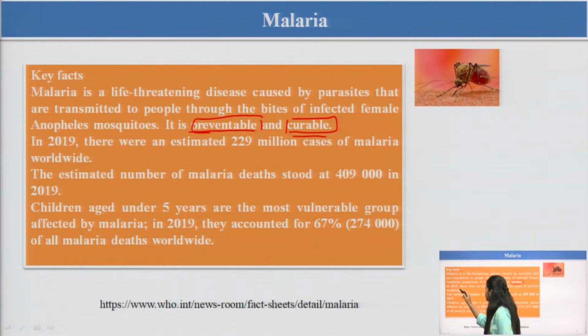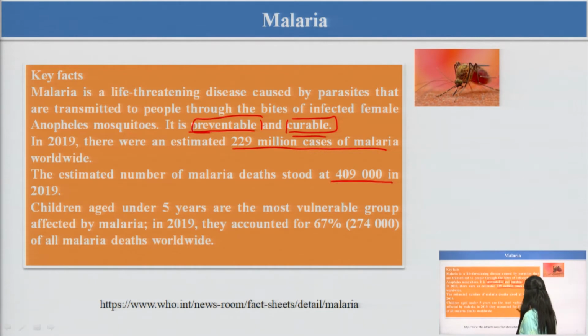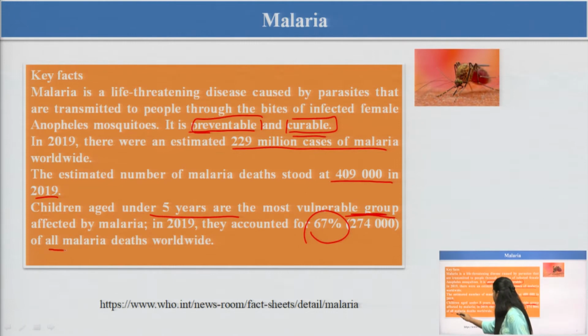Now, in 2019, there were an estimated 229 million cases of malaria, and the deaths were nearly 4 lakhs in 2019. Children aged less than 5 years are a vulnerable group, more prone to this infection, and in 2019 they accounted for nearly 67% of all malarial deaths worldwide. That is why it is a major concern.